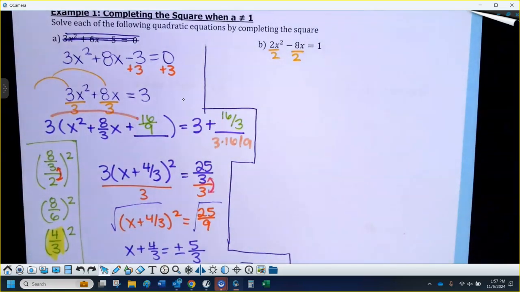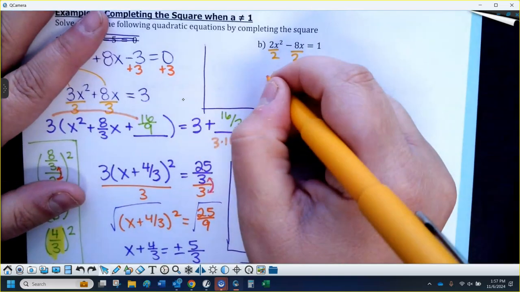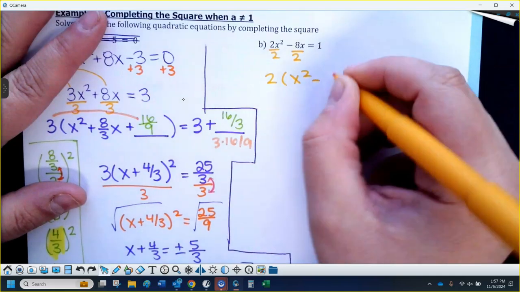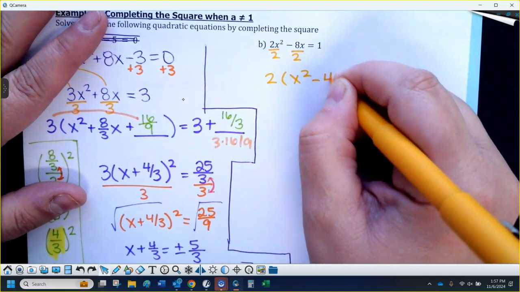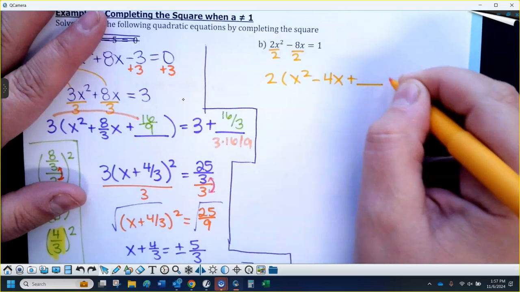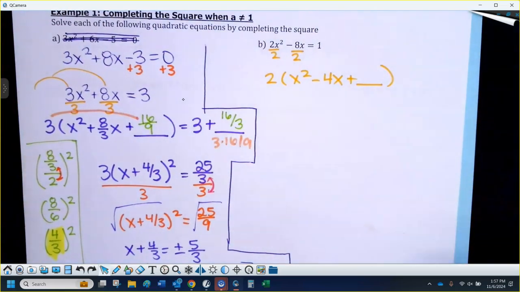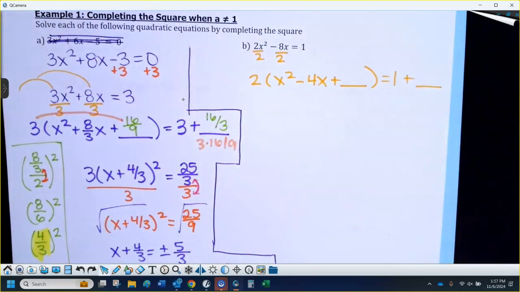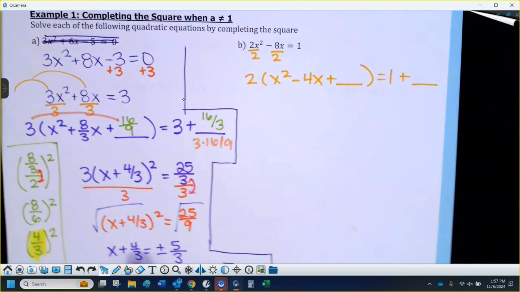I'm only doing this on the left side of the equation. You don't have to do it to the right side. So I'm going to have 2, then we'd have x squared minus 4x, and then I'm going to leave a space to complete the square. The other side of this would just be 1 plus whatever we're going to add to help us complete the square.